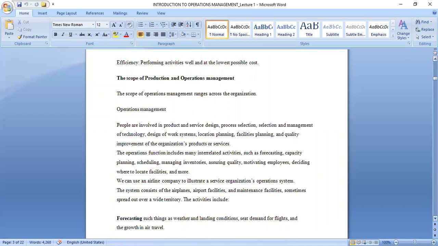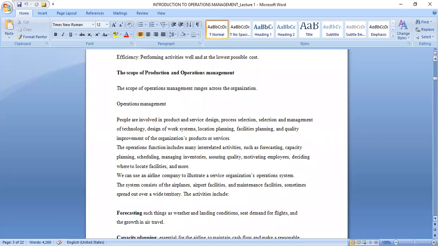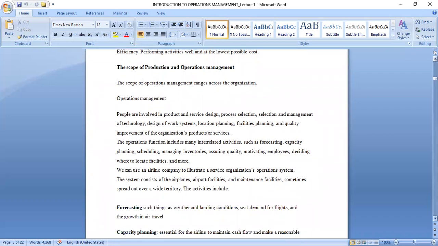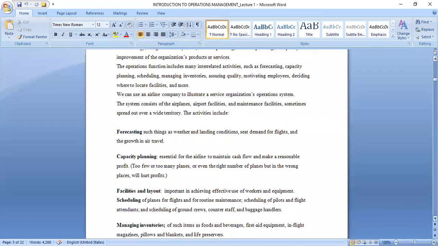So let's look at the scope of production and operations management. With the scope of production and operations management, basically, we are looking at the topics or the activities or the functions that comprise production and operations management. So we have what we call operations, we have what we call forecasting. All these, we shall look at them as separate topics, but these are basically the functions of operations management, or the key activities that are involved in operations management.